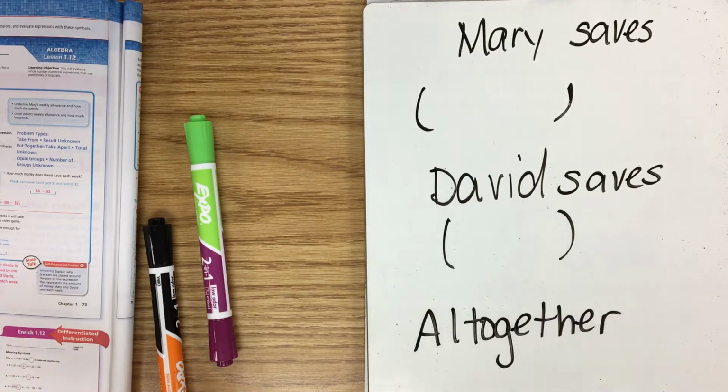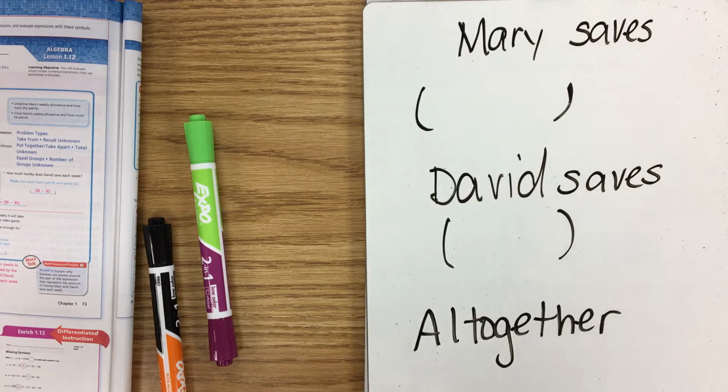Today we are going to work on lesson 1.12, which has to do with grouping symbols. We're still working with the order of operations. Our essential question is, in what order must operations be evaluated to find a solution when there are parentheses within parentheses? We are on page 73.